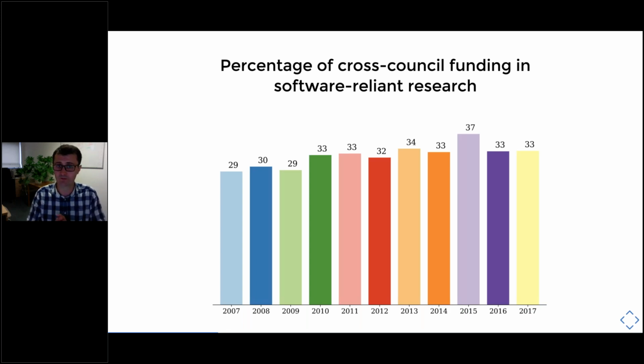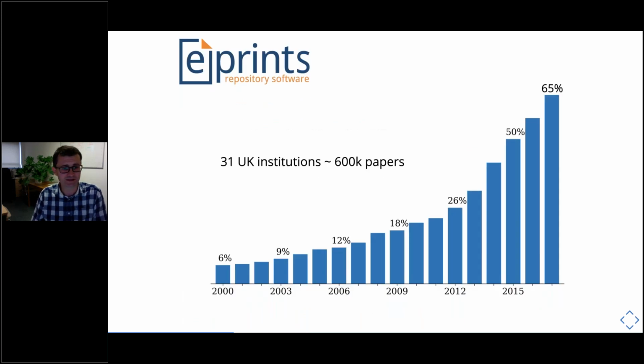What we needed was the full scientific process. We needed somewhere where people would write up everything that they had done in their software. And the obvious place to turn to was journals. Unfortunately, we have access to the ePrints repository software, which is software used by UK universities and universities around the world to store their publications. We did the same analysis on that, and we found a very exciting increase since 2000, so over the last 17 years, because this study was done in 2017, of software reliance in research.